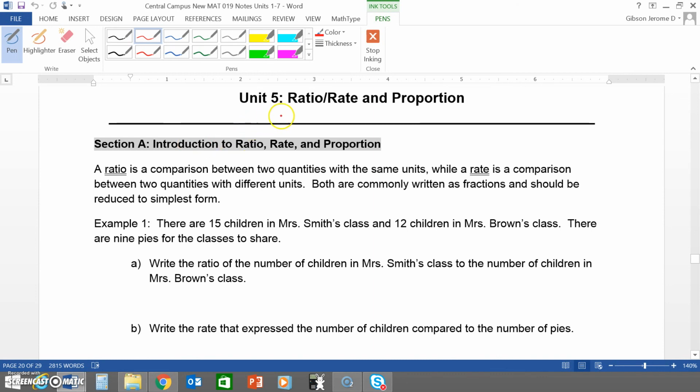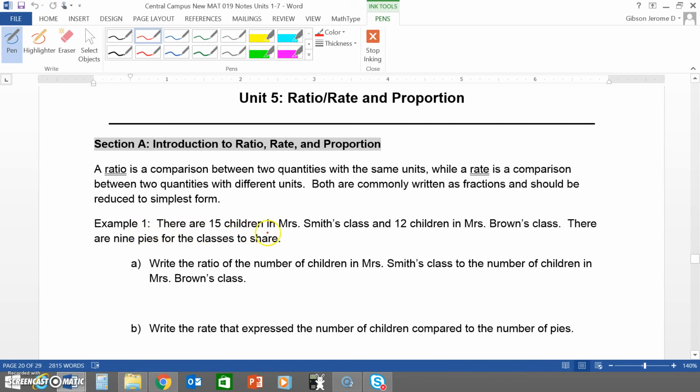Hello class, we're about to start Unit 5, Ratio, Rate, and Proportion. Section A, Introduction to Ratio, Rate, and Proportion. A ratio is a comparison between two quantities with the same units, while a rate is a comparison between two quantities with different units. Both are commonly written as fractions and should be reduced to simplest form.